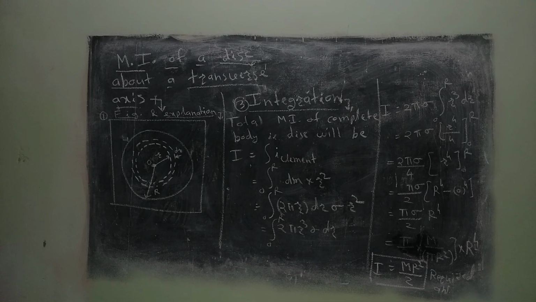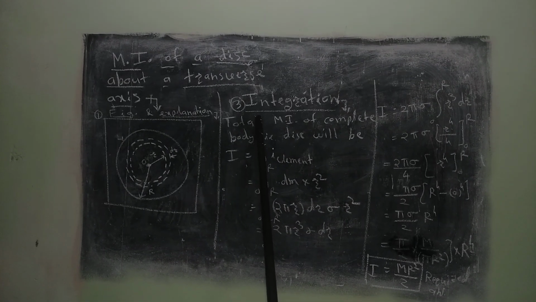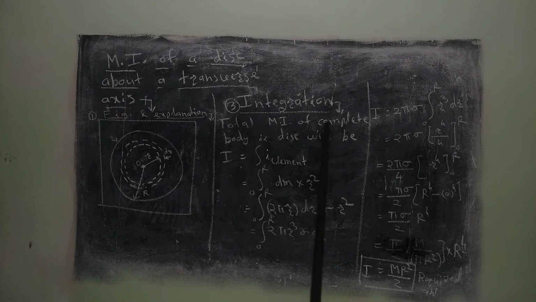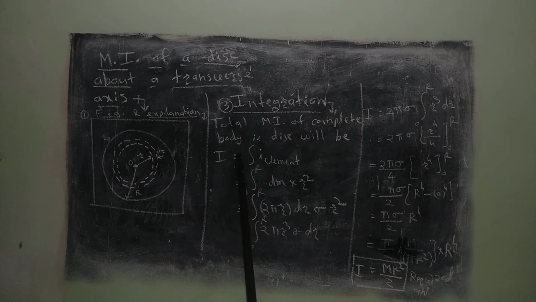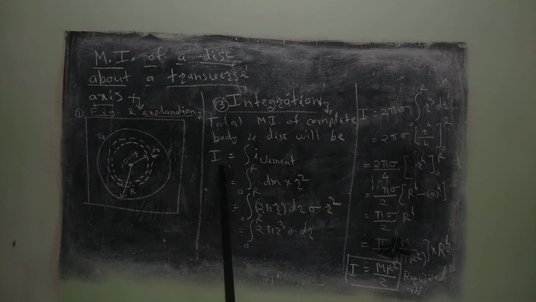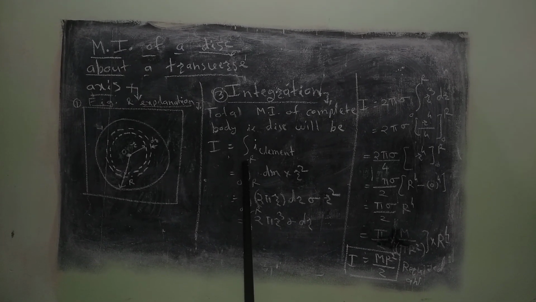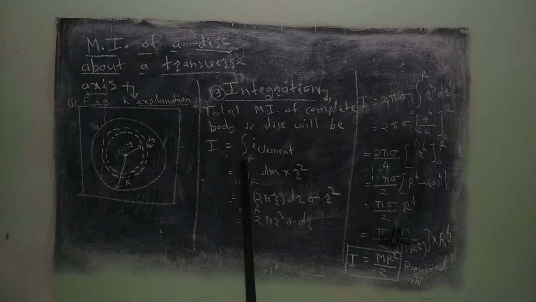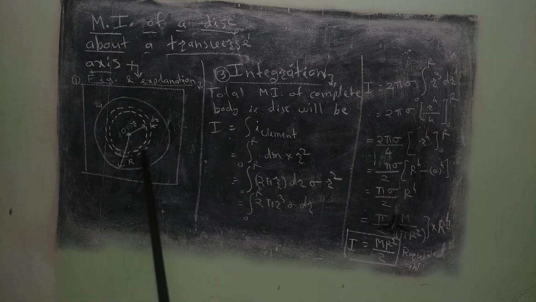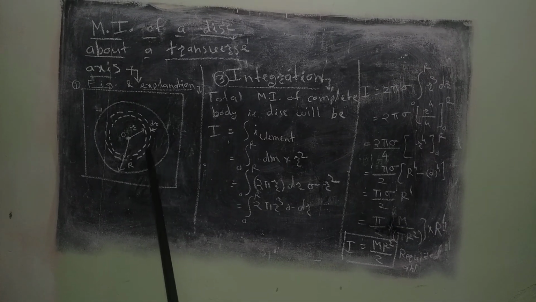Second step is moment of inertia of the element. The third step is integration, the concept of integration, which means summation, addition. So the total moment of inertia of the complete body, that is the disk, will be capital I is equal to summation, or we can say integration. We use the concept of integration when we don't know the exact number of particles, in this case elements, that means rings. We don't know how many rings are present in this body, we don't know the exact number.